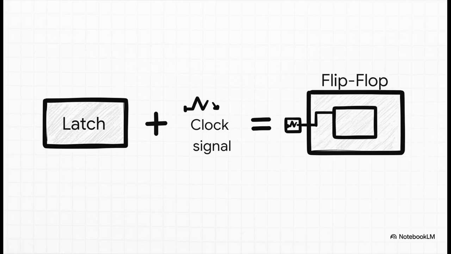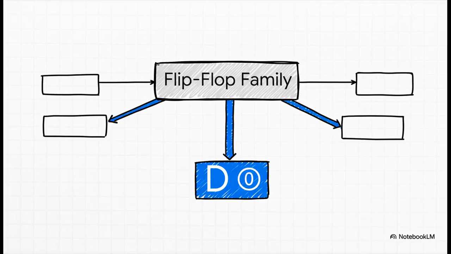So what happens when you take our simple, kind of wild latch and you give it the discipline of a clock signal? You get the next major evolution in our quest. You get the flip-flop. It's as simple as that. And this one tiny upgrade, just adding a clock, unlocked a whole family of new memory solutions. So first up, let's meet the D flip-flop.